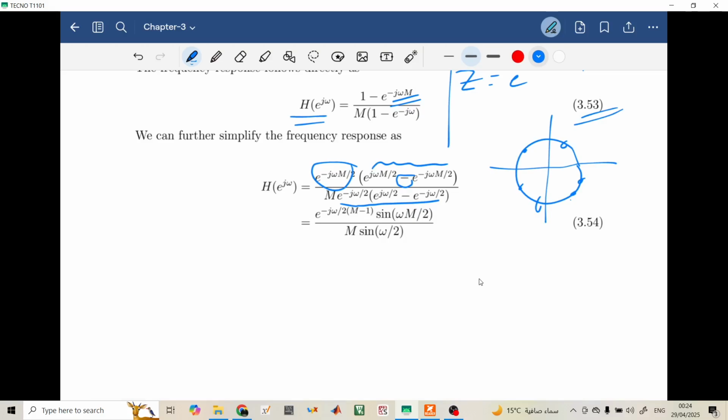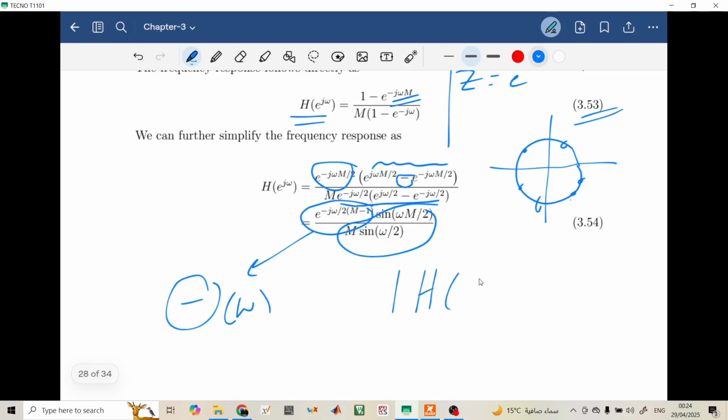And you can easily note that this would be the phi of omega, right? And if you take the absolute value, this would be the magnitude response, and this would be the phase response, right?